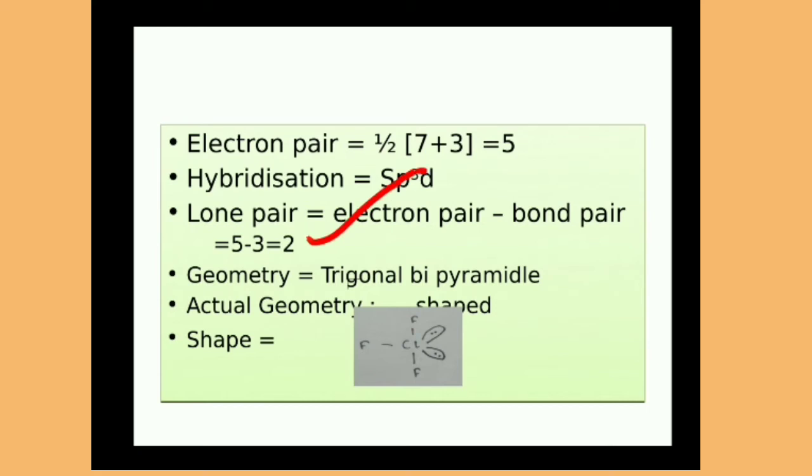So its geometry will be again distorted trigonal bipyramidal, and its actual geometry will be T-shaped. I will show you how this geometry is drawn. We will draw this like Cl, F and F. This will look like an English T, and there will be two lone pairs of electrons at the equatorial position. So this is T-shaped geometry.